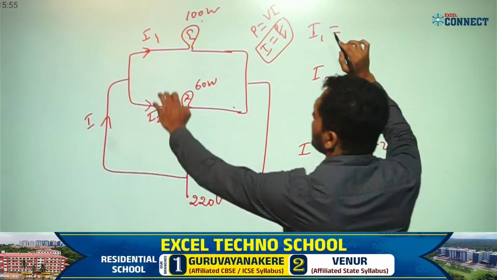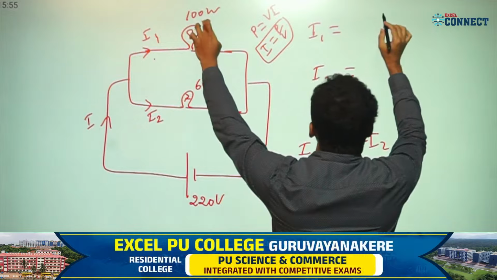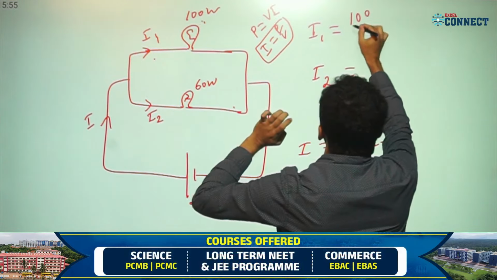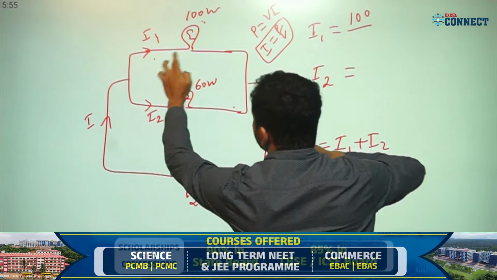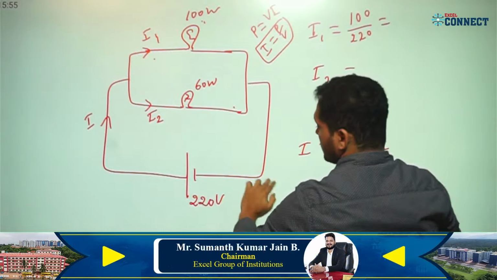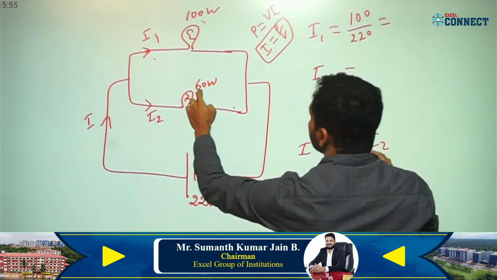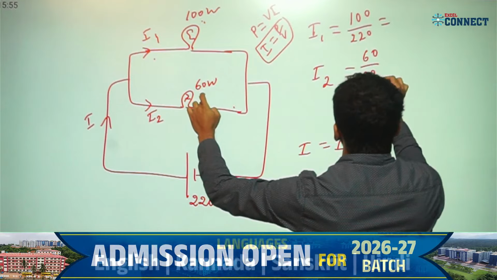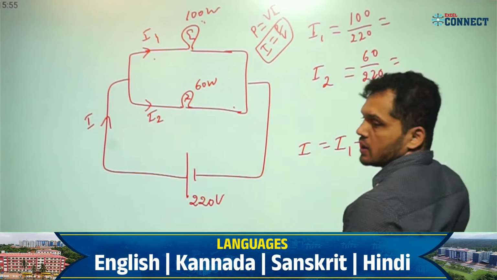Substitute here, first for I1. I1 is power P, which is 100, divided by V. Voltage across each is the same, 220. And next I2. I2 is equal to power 60 by 220. No need to simplify there.